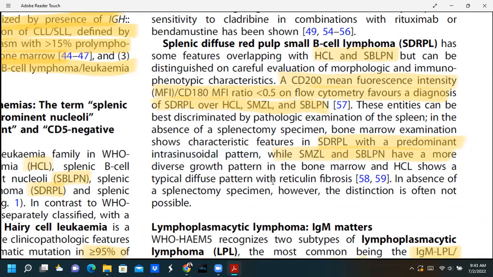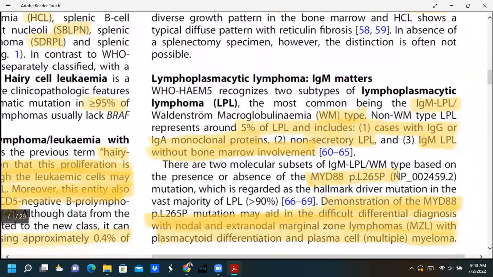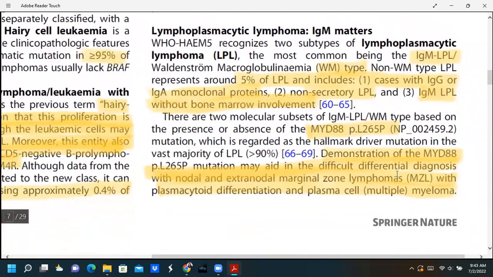Hairy cell leukemia shows diffuse along with the reticular fibrosis. So that's another thing that will help you. In absence of splenic, however, distinction is not possible. So you can only favor, that's all that you can do. It's not completely possible to distinguish them.